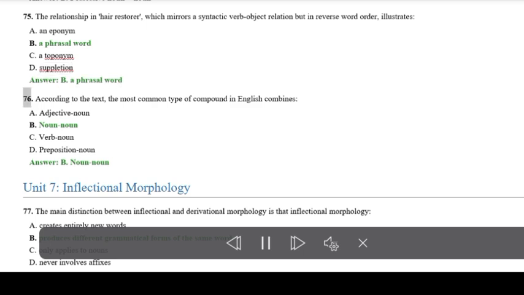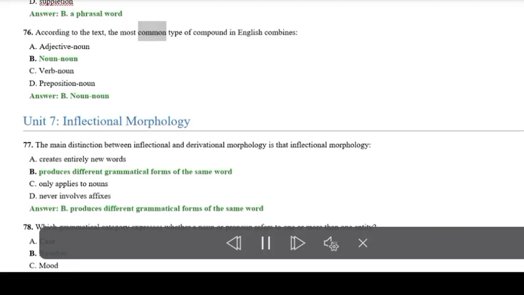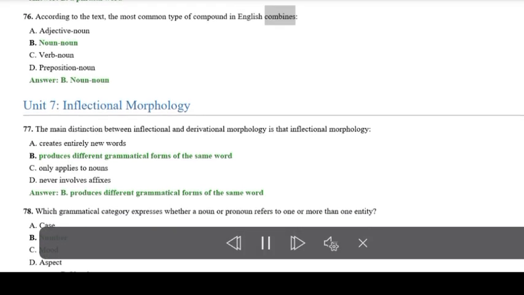76. According to the text, the most common type of compound in English combines A. Adjective noun. B. A noun noun. C. A verb noun. D. Preposition noun. Answer, B. A noun noun.